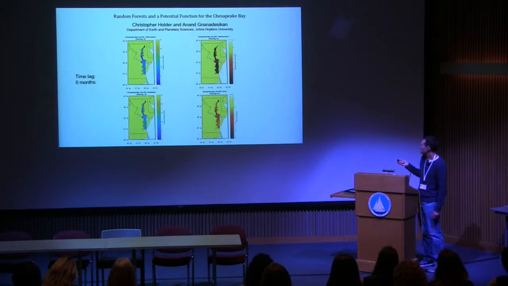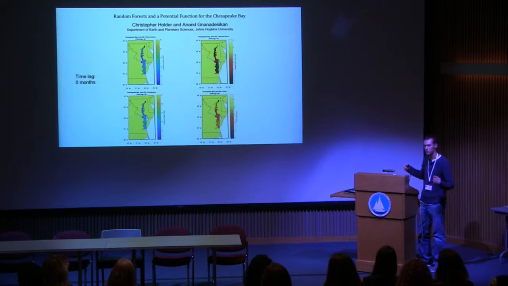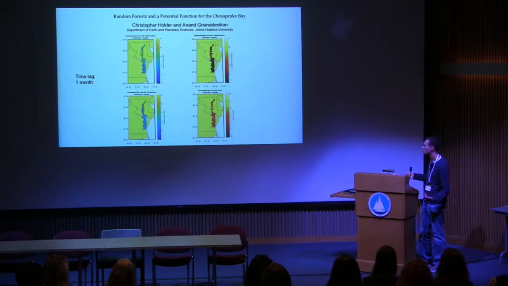And so since we did so well on this case where the time lag was 0, we wanted to see if we could use 1 month's observations to predict the dissolved oxygen concentrations for the next month. And so when we did that, we got another pretty good fit. With the observations versus predictions, we get an R-squared of about 0.8. So we're still getting some decent agreement.